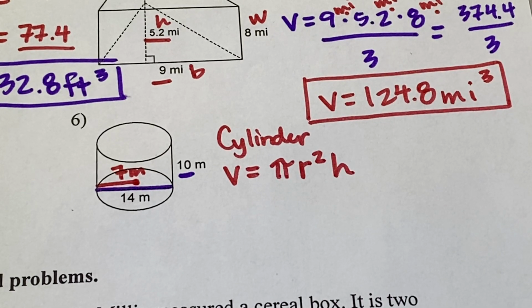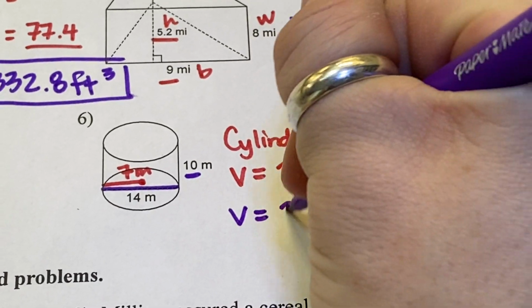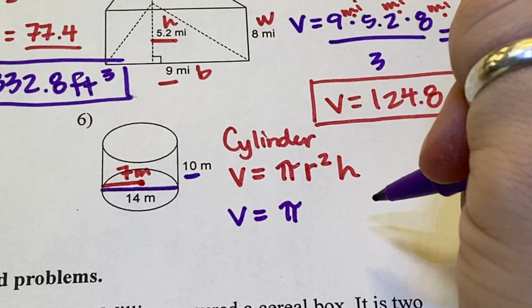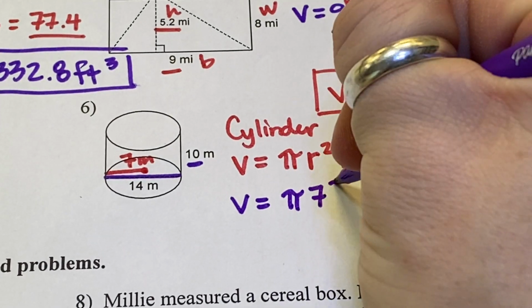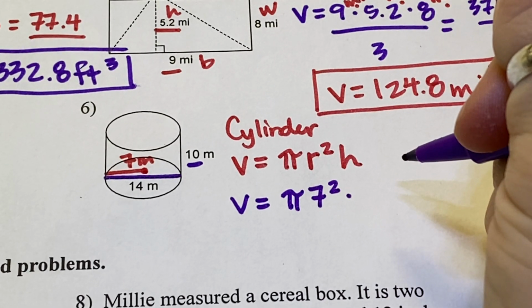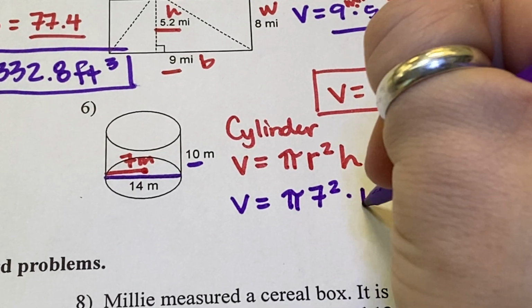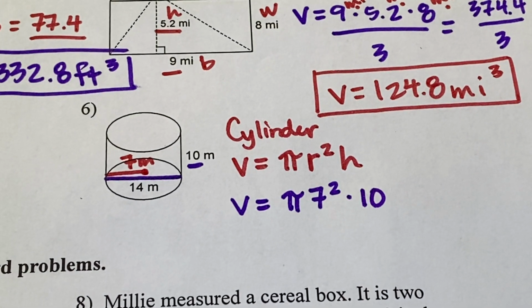So sometimes on your assignments, if it gives you the diameter, don't let that fool you. The radius is half of that. It might tell you what the radius is, it might tell you what the diameter is. You need the radius. So now we just plug it into our formula. Volume equals pi times 7 squared times, what was my height? 10. Easy peasy. We just had to identify which was which.